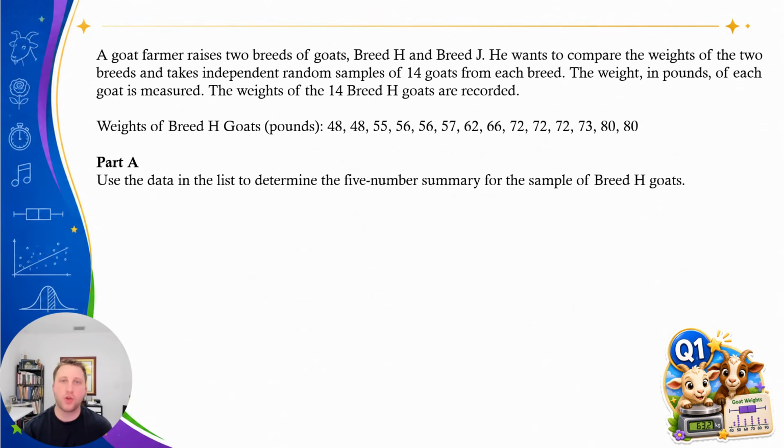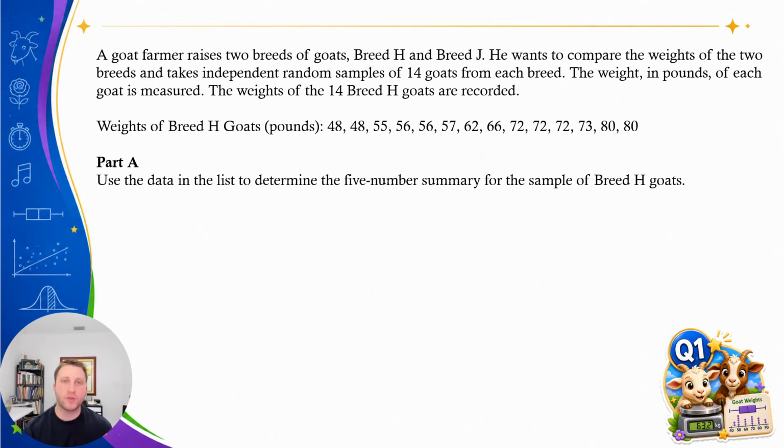Alrighty, so question 1 of this year's AP exam was a Unit 1 question where we're looking at the weight of goats across 2 different breeds of goats, and we're trying to compare and contrast them. In Part A, we were given a sample of 14 goat weights from one breed, that would be breed H, and we were asked to compute and list the 5-number summary.